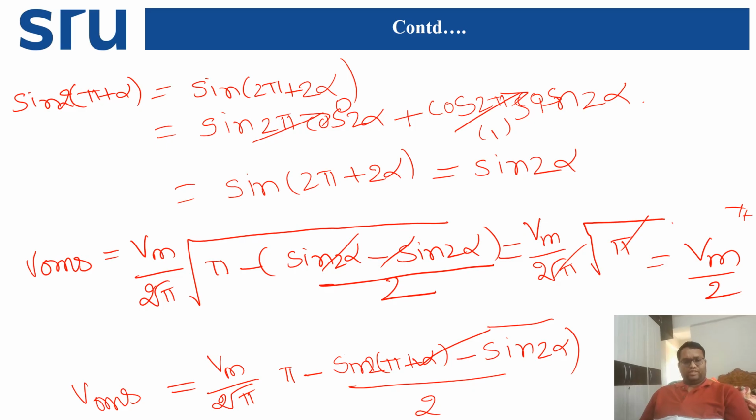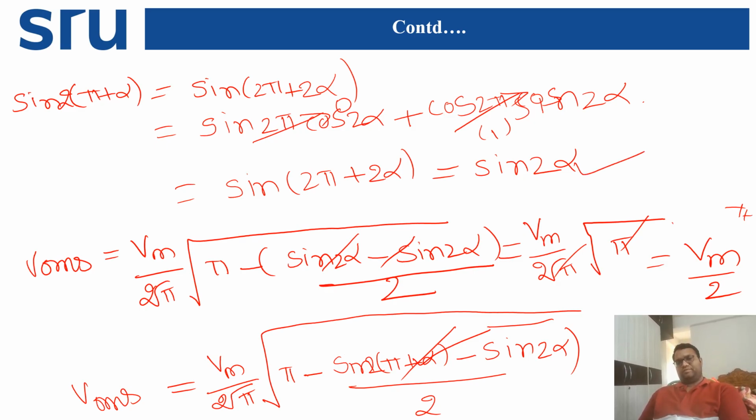Now the square root is there, the square root of the entire thing. Here 2 is there, but this entire thing will get cancelled. V naught RMS is equal to Vm by 2. So this is the basic expression for V naught RMS.